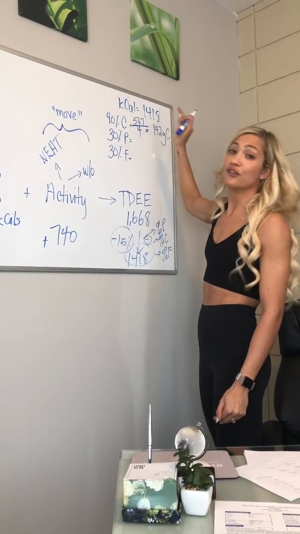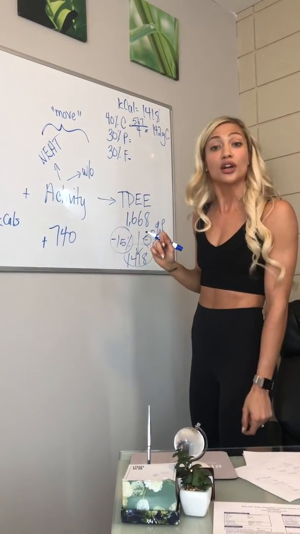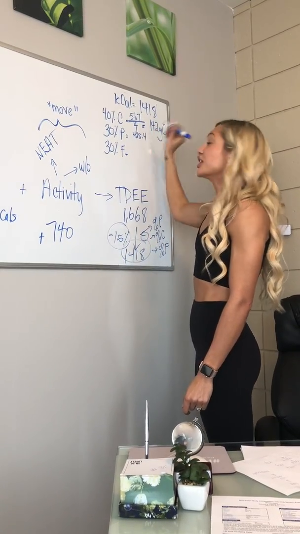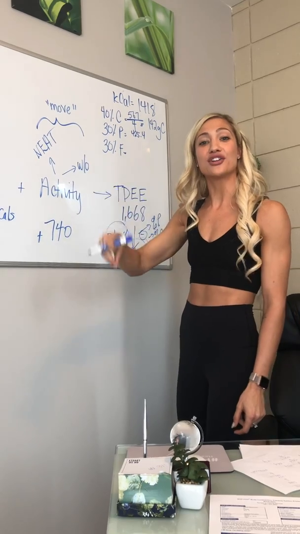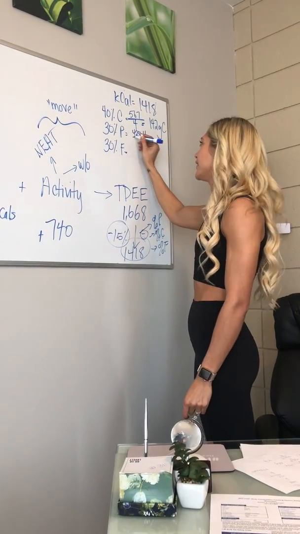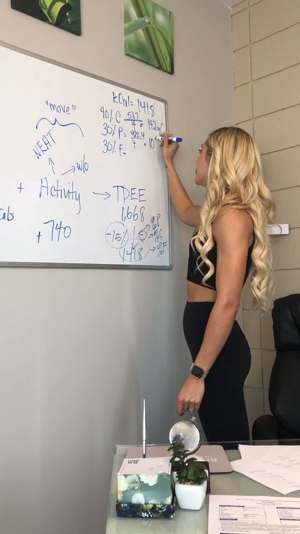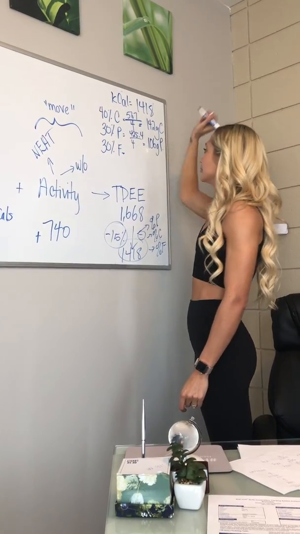Next step, how many calories of protein? Well, 30% of 1418 gives me 425.4. And there's 4 calories in every gram of protein, so again, we divide that number by 4. And we get 106 grams of protein.